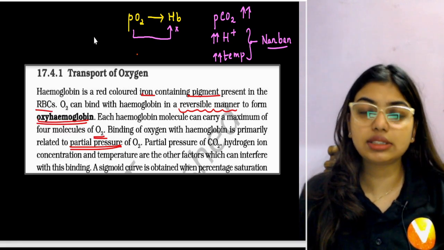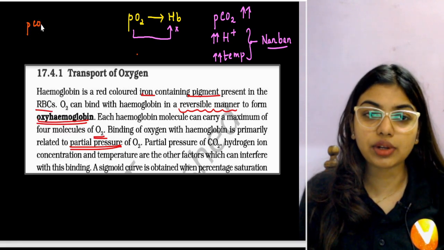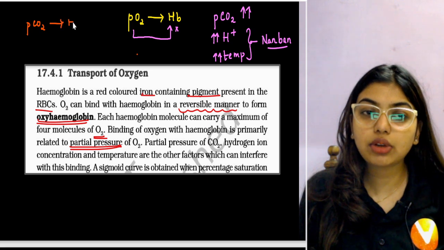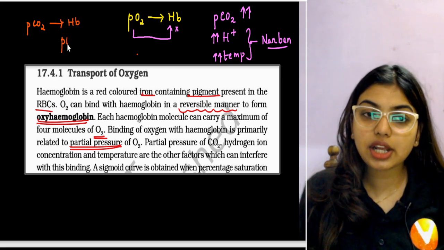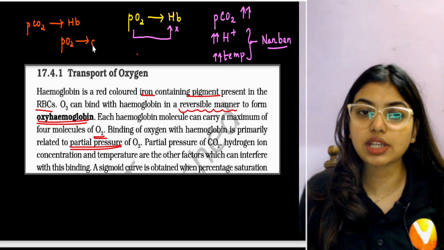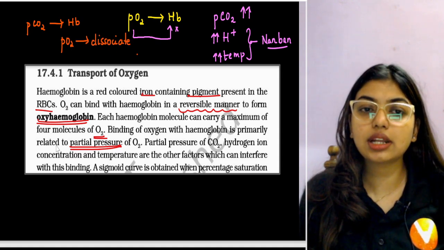See, the moment carbon dioxide is more, hemoglobin will be attracted to carbon dioxide. The moment carbon dioxide is more, there is a chance that oxygen will have to dissociate. What is dissociate and associate, students?